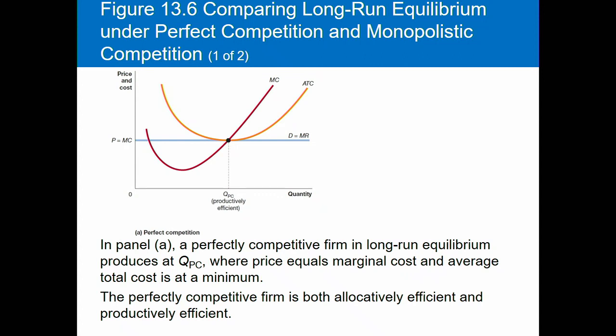So it's both allocatively efficient and it's productively efficient because we're producing where marginal revenue equals marginal cost and selling at that price. So we're selling at the lowest possible price, and we're minimizing the cost at which we're producing. The average total cost is as low as possible in this market. So consumers get goods as cheaply as possible, and they get only the goods for which the marginal benefit is equal to or greater than the marginal cost for them.